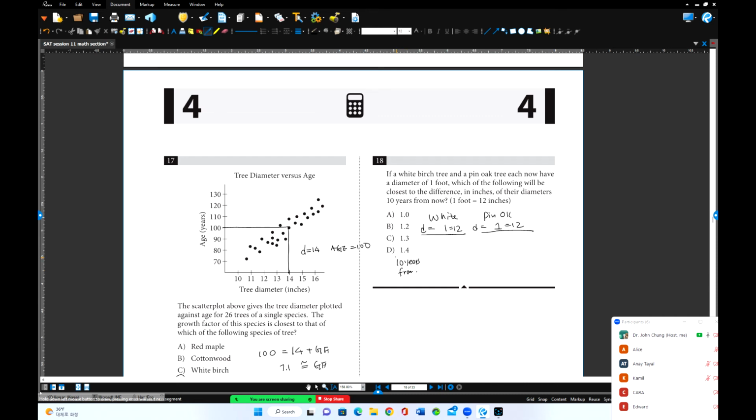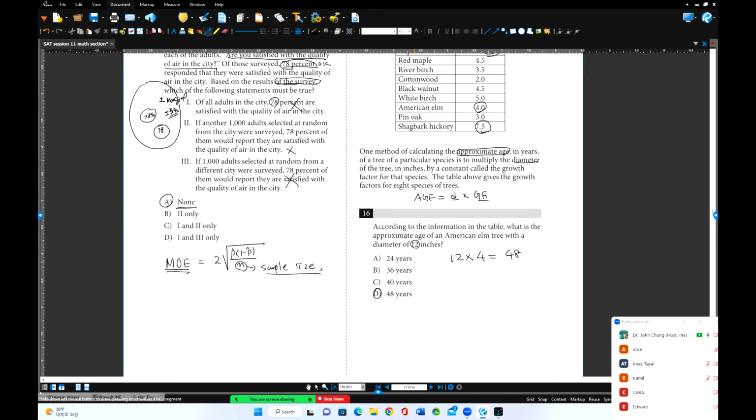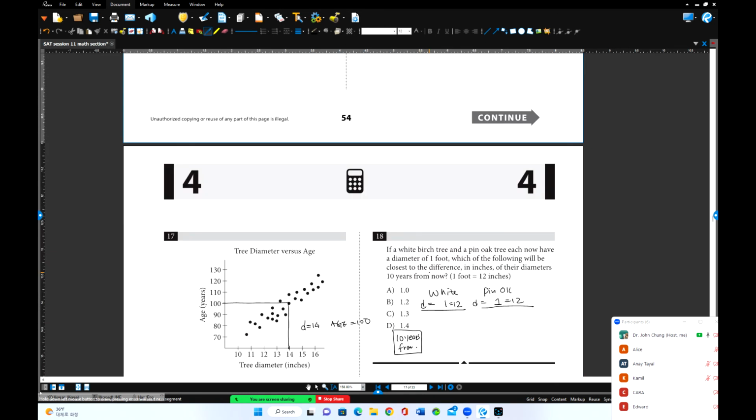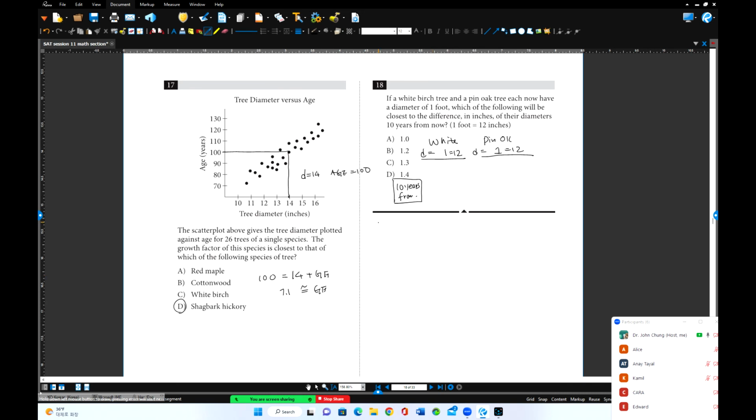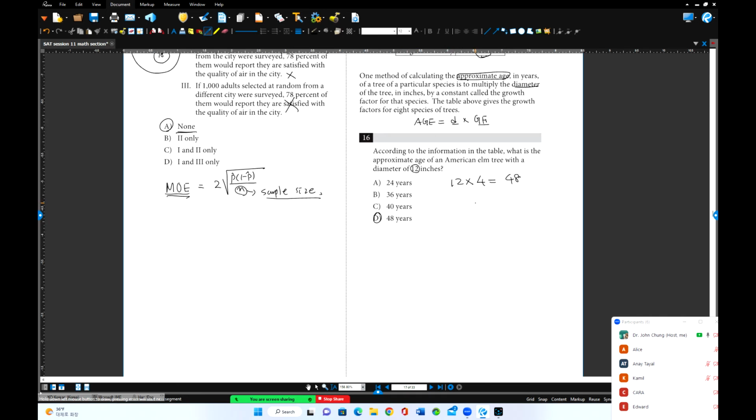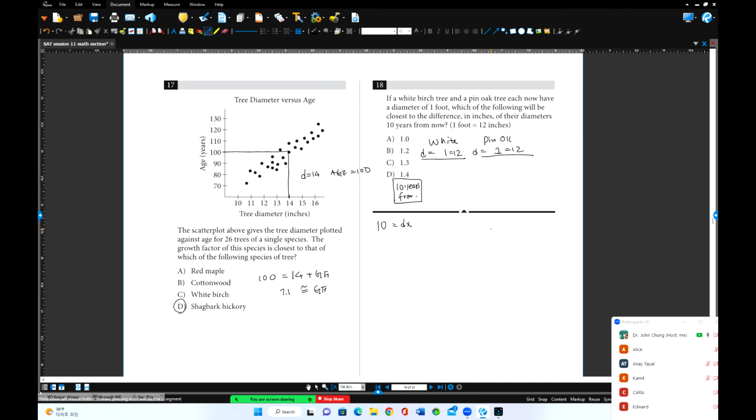So find out how much the diameter increases in 10 years. White birch is 5.0, okay? Number of years is 10. Growth factor, diameter times... I forgot. White birch is 5 times 5. So D equals what? 2 inches increased. So it's going to be 14.